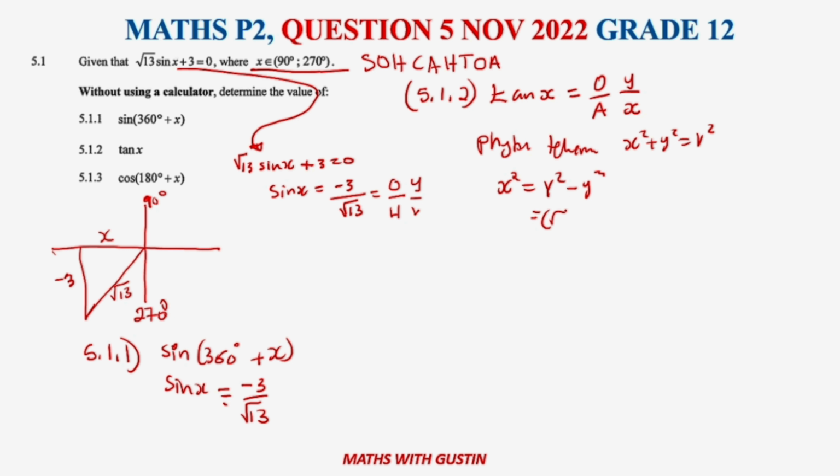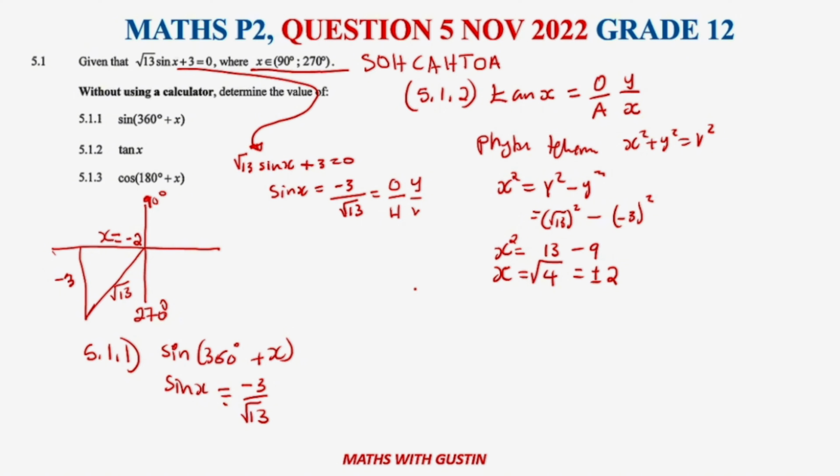So we're going to substitute: our r is the square root of 13, minus y, which is -3, all squared. So here, if we put this into our calculator, we simplify 13 minus 9, which gives us the square root of 4, which gives us plus or minus 2. So we need to decide whether the 2 here is positive or negative. We know we're on the third quadrant, therefore x is going to be negative 2.